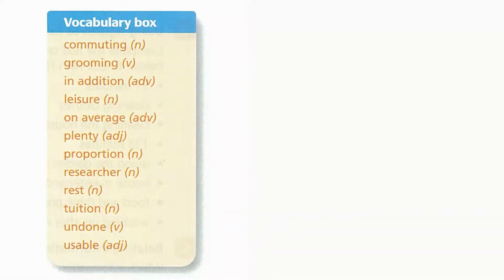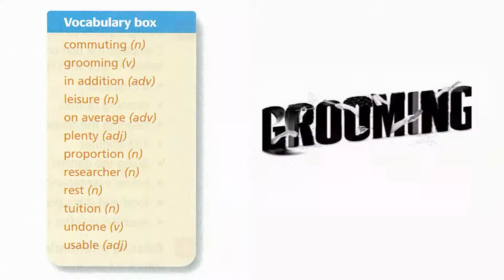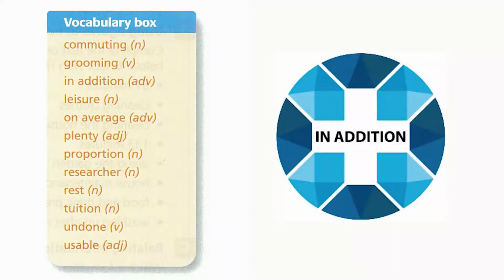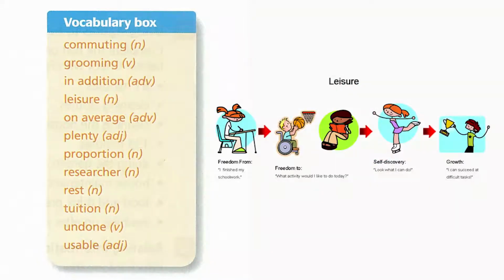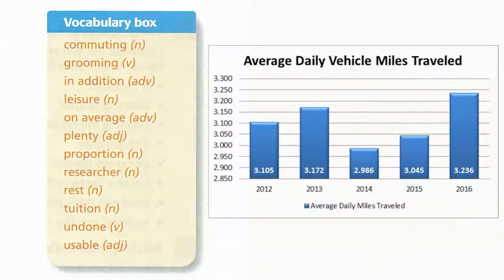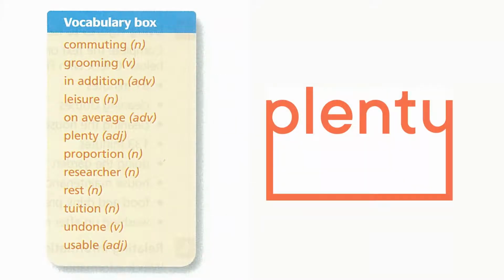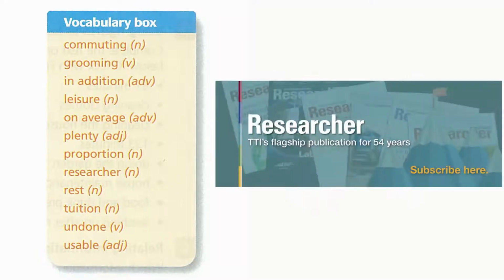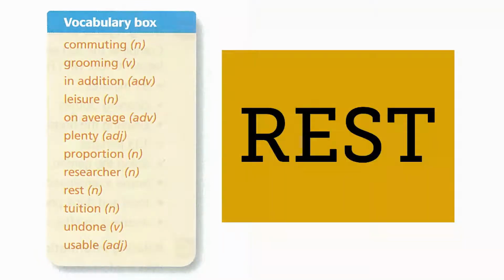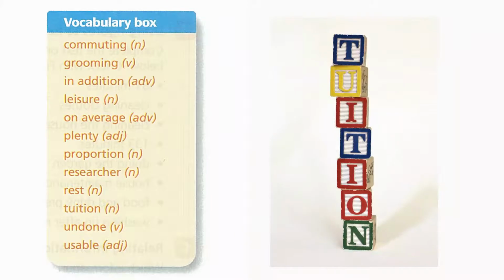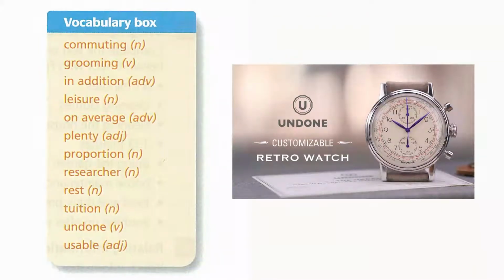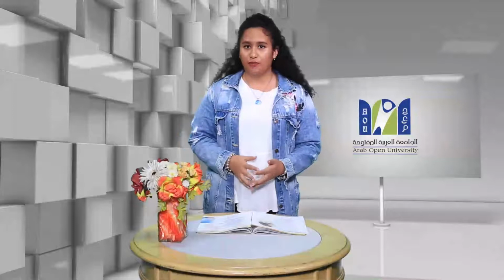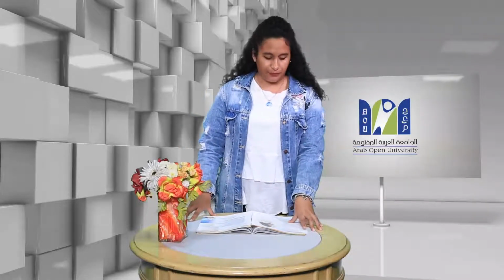And now let's present the first vocabulary box in this episode. So first we have commuting, grooming, in addition, leisure, on average, plenty, proportion, researcher, rest, tuition, undone, and usable. Now let's review some vocabulary and let's see what is the full word in each case.